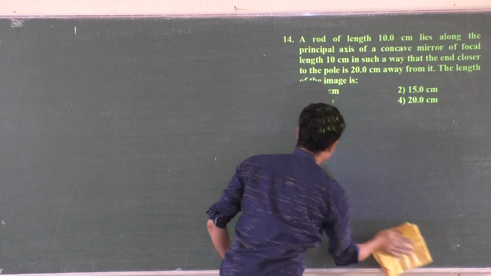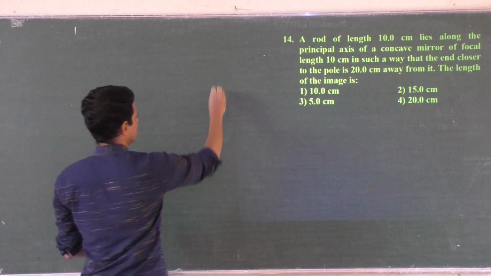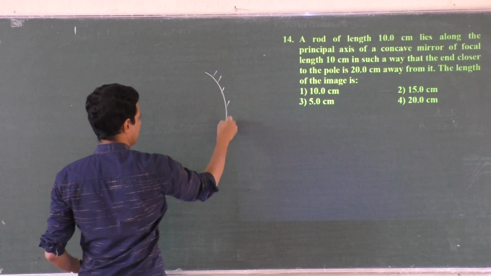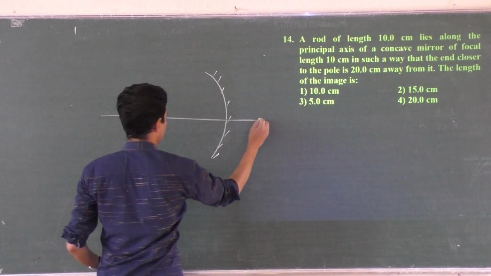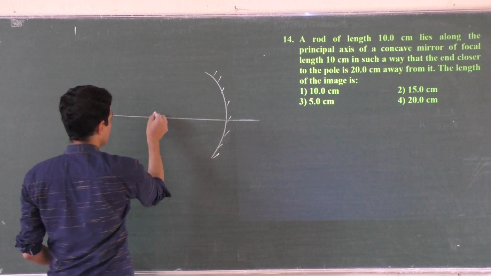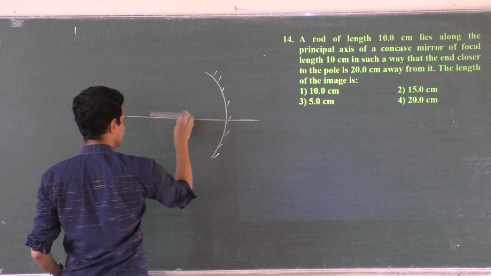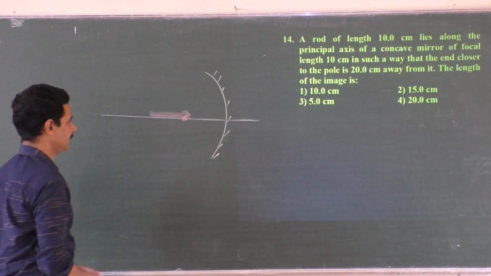Not a tough problem, it is an easy problem, but it needs some calculations, and you should be very calm while doing it. A concave mirror reflects from inside like this. Let the rod be placed along like this. The rod is placed like this. What is the length of the image?